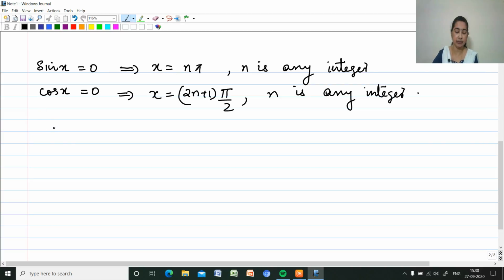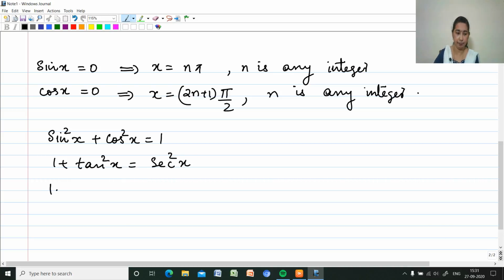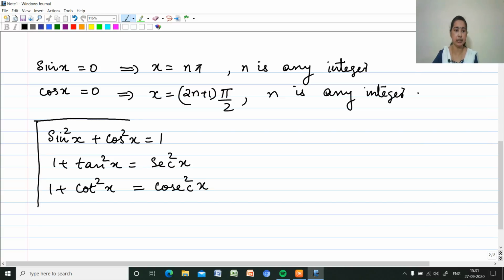And a few more results we have to study are some formulas. Along with the trigonometric ratios to learn, there are some equations also: sin square x plus cos square x is equal to 1, then 1 plus tan square x is equal to sec square x, and 1 plus cot square x is equal to cosec square x. So these are very important results. Have to learn these three results.